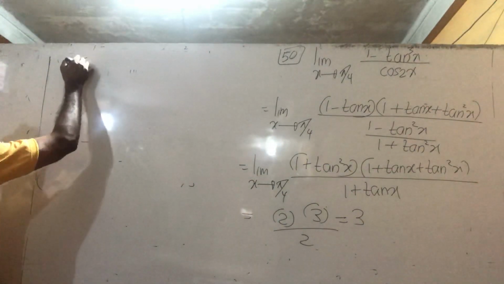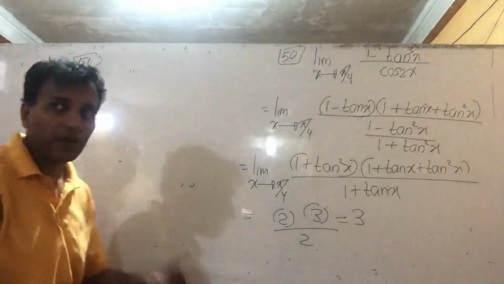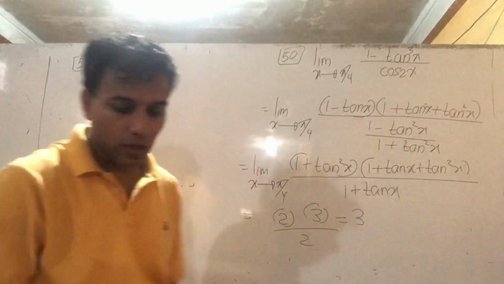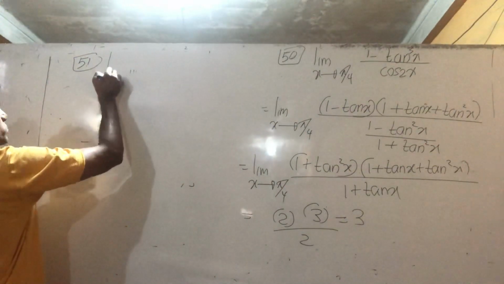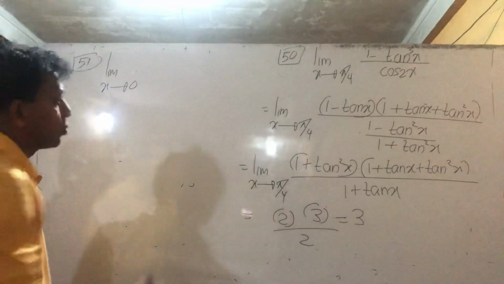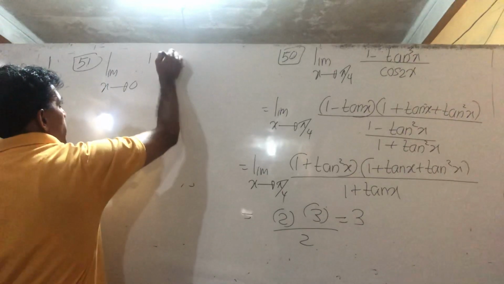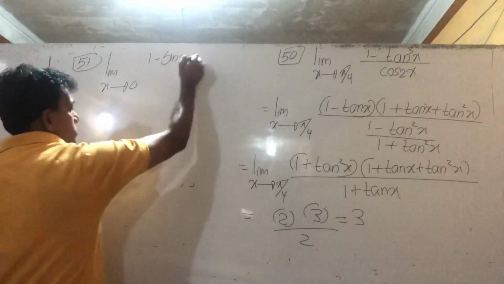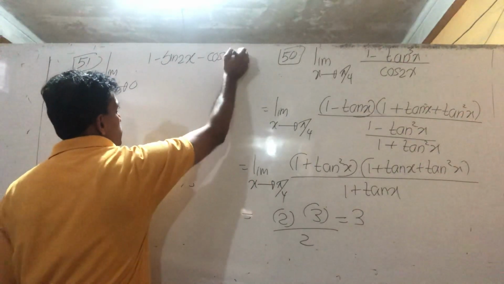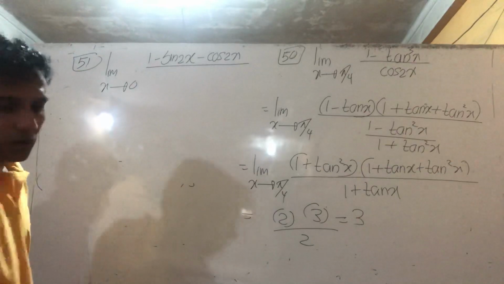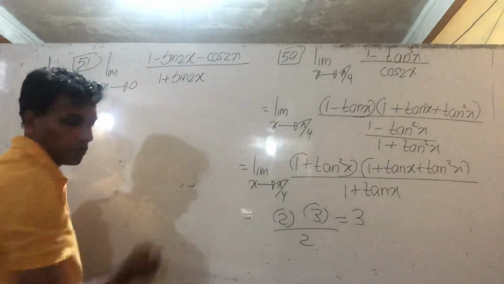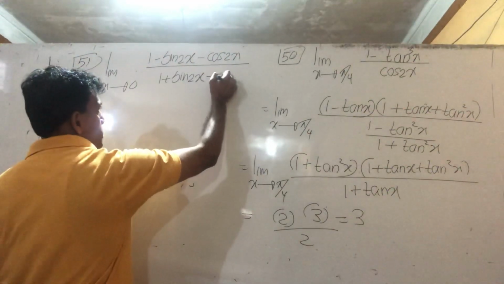Next, question 51. My target is to work nearly 70 problems, all the model paper questions and a few past exams also. Limit x tends to 0 of 1 minus sin 2x minus cos 2x over 1 plus sin 2x minus cos 2x.